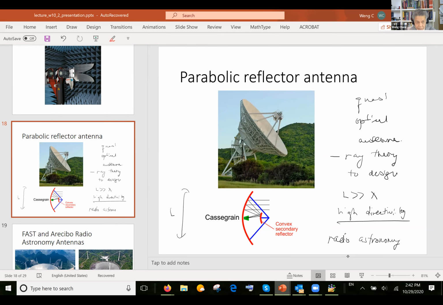When you want to pick up very weak signals from the outer space, you use the, let me see. Do I have this?